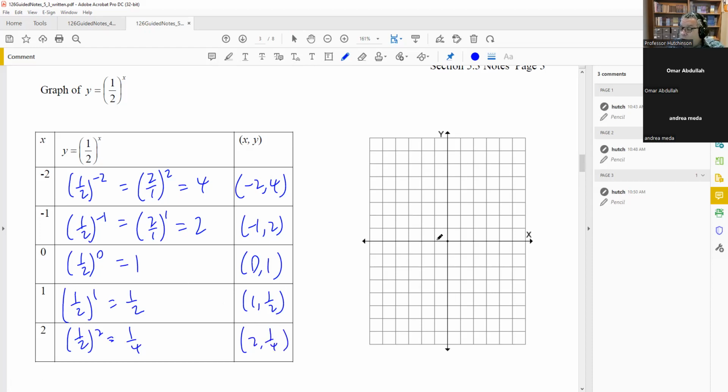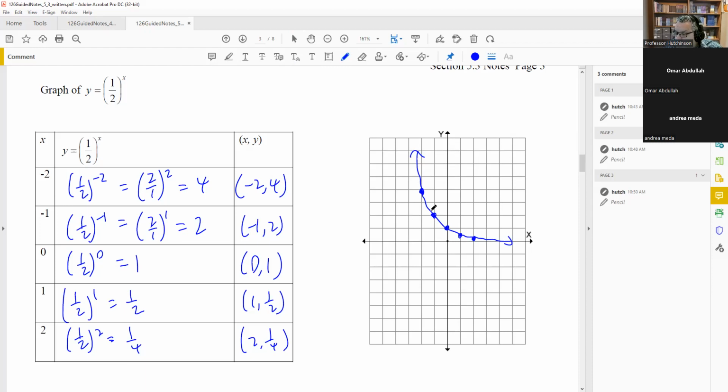Now let's plot these points and see what we get. We have negative 2 and 4, negative 1 and 2, 0, 1, 1 and 1/2, 2 and 1/4. So we get a graph that's falling down, like this, and it follows this along here. Notice that compared to the other one that we did before, the 2 to the x graph, it's exactly reversed. The other one we had went the other direction.